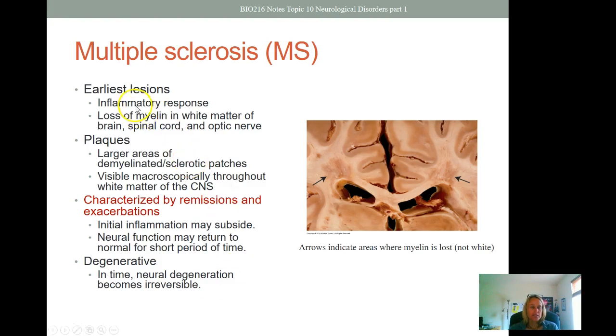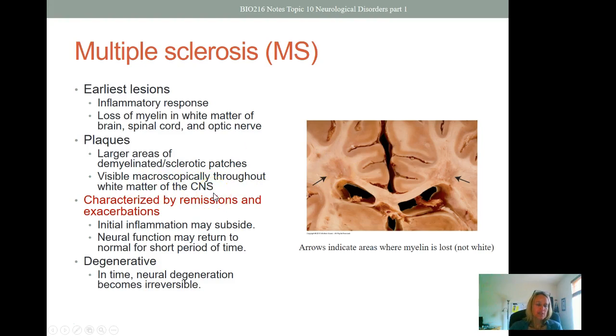The earliest lesions are a result of inflammatory response, and we begin with loss of myelin in the white matter of the brain, spinal cord, and the optic nerve. So these arrows point to areas where myelin is lost, and you can see this as it doesn't appear white. Plaques are larger areas of demyelinated or sclerotic patches, and these are visible macroscopically throughout the white matter of the CNS. That's what I just showed you.